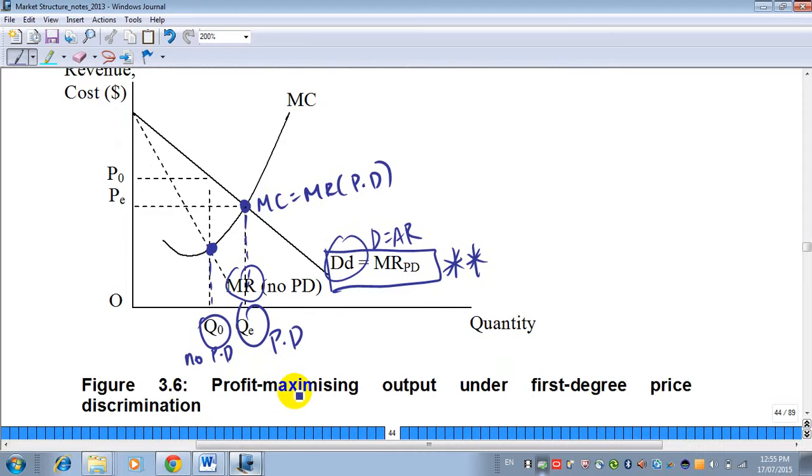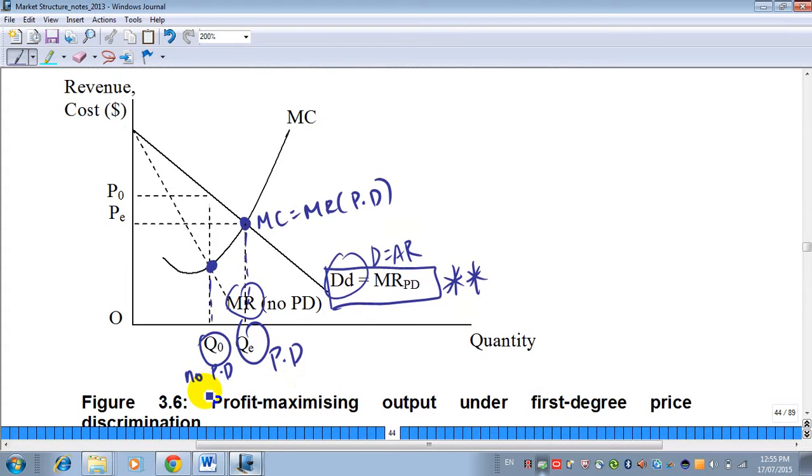So you notice that under first degree price discrimination, the quantity will be greater. Under no PD, we know that there will be a certain kind of underproduction. At Q0, when there is no price discrimination, the monopolist underproduces. There is allocative inefficiency right here at Q0. There is underproduction when there is no price discrimination.